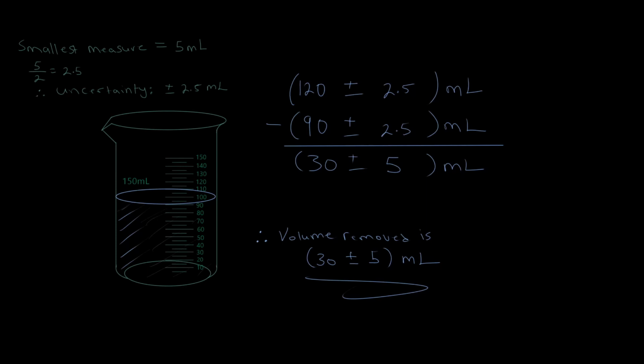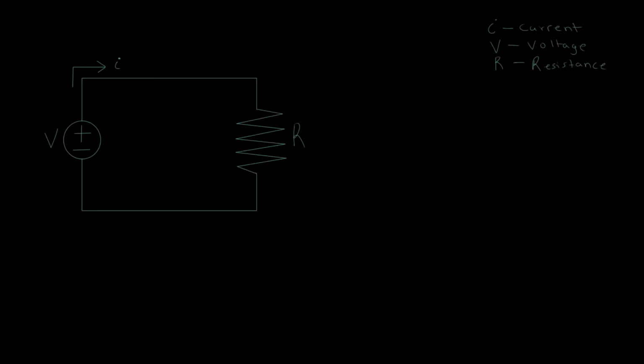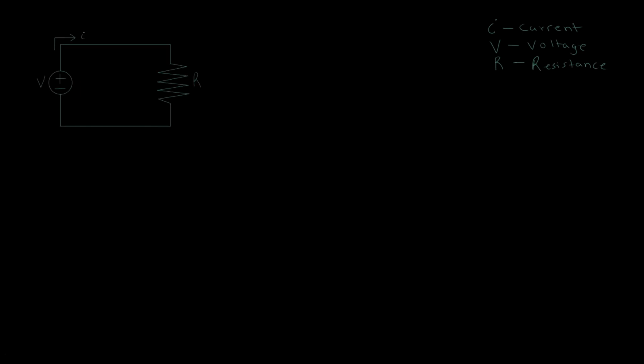So, we've just talked about the propagation of error rules for addition and subtraction. But what about multiplication and division? Let's say that you want to find the current going through a resistor. The current I is equal to the voltage V divided by the resistance R. Let's say that we measure the voltage and resistance on this particular circuit.